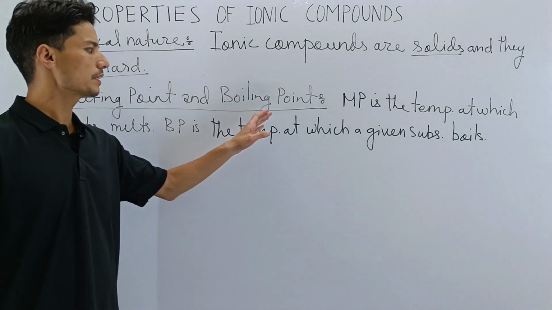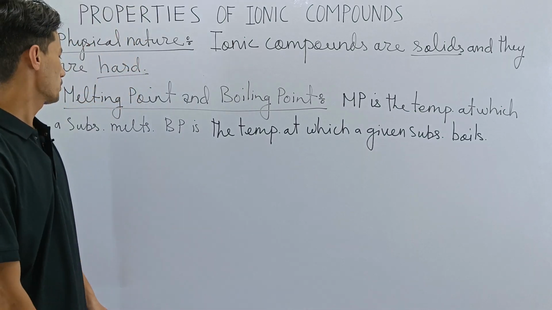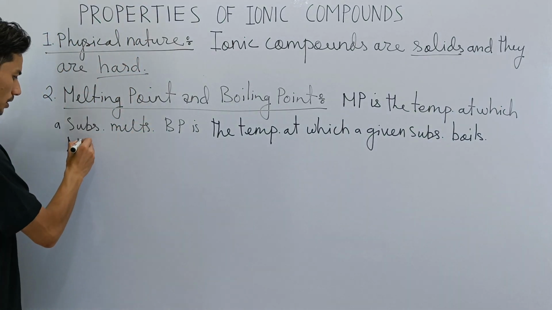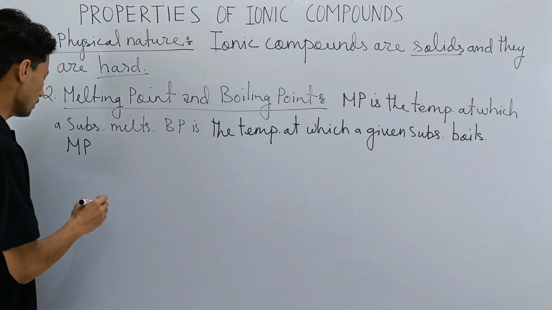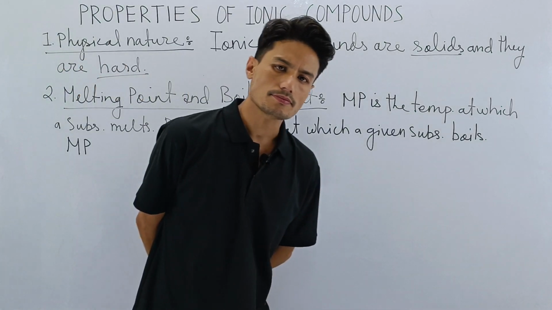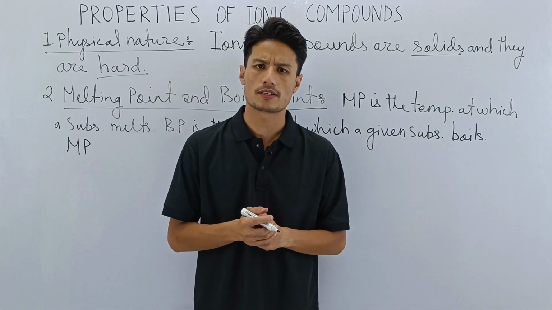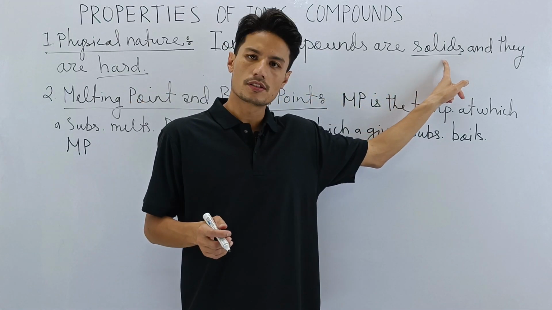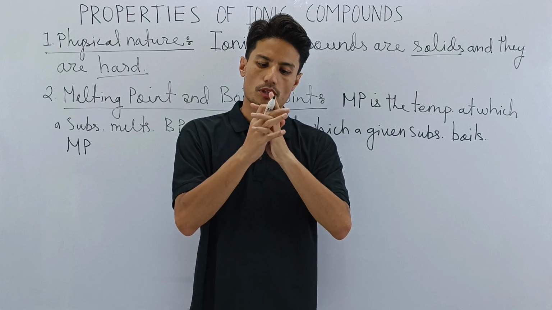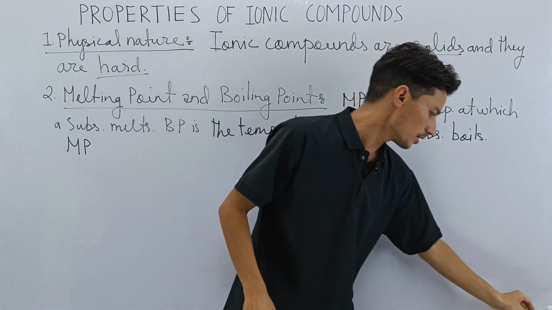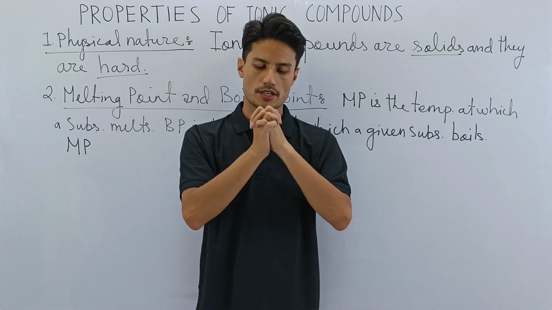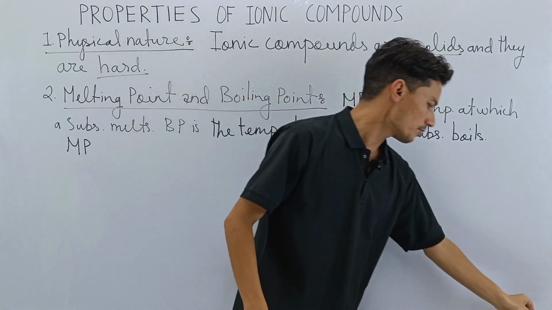Now we are to discuss the melting point and boiling point of ionic compounds. What do you suppose the melting point and boiling point of ionic compounds will be? Will they be high or low? Before you answer, remember the above point. Solids have molecules that are tightly packed and tightly arranged like this. Now remember that ionic compounds are formed.